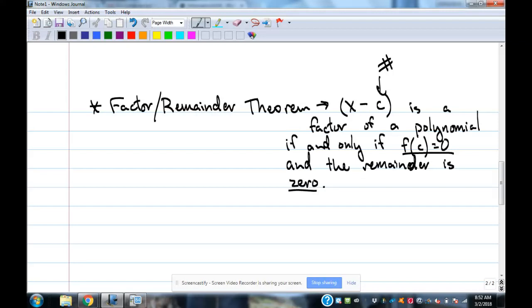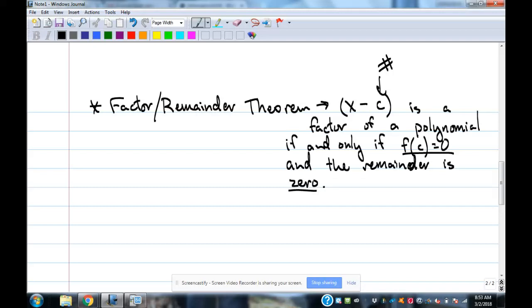And what it means is if I plug in this number and I get a 0 as the remainder, that means that polynomial, it's kind of like when I divide 12 by 4. What's the remainder when I divide 12 by 4? The remainder for that is 0, right? What that means is 4 is a factor of 12.